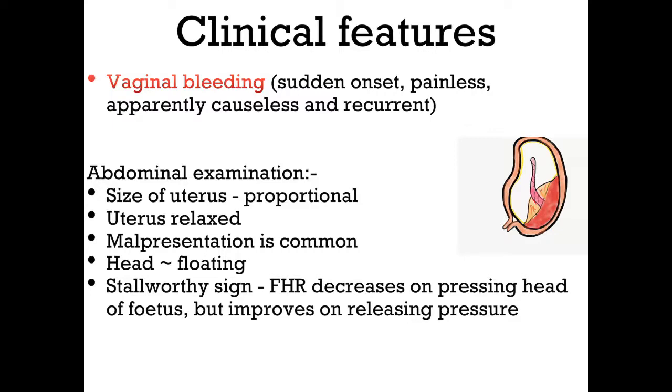You must also remember that Stallworthy sign is more common with posteriorly implanted placentas, for example type 2 posterior placenta. In these types of placenta previa, you can commonly see Stallworthy sign, and you must also remember that it can also be seen in normal pregnancies as well. So it is not very specific. Stallworthy sign is a decrease in fetal heart rate on pressing the head of the fetus.